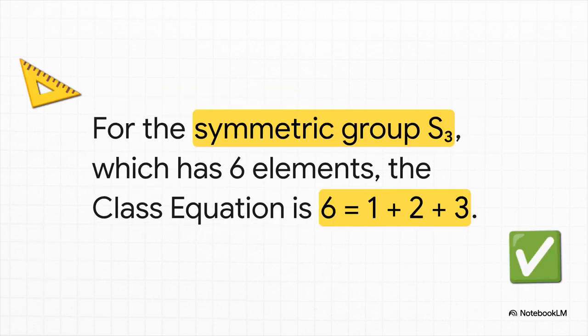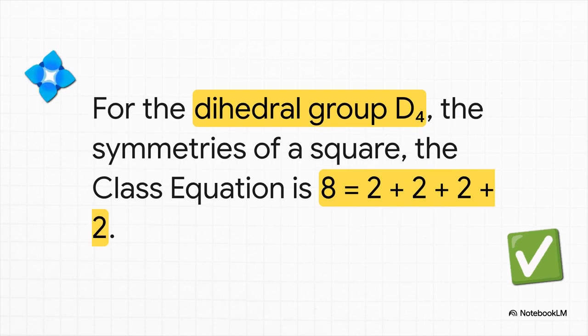Let's make this real. Take S3, the group of symmetries of an equilateral triangle. It has 6 elements in total. Its center is just the identity element, so that's a class of size 1. Then, the 3 reflections form one class of size 3, and the 2 rotations form another class of size 2. And what do you know? 1 plus 2 plus 3 equals 6. It works perfectly. Okay, how about another one?